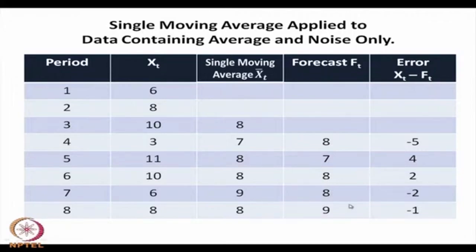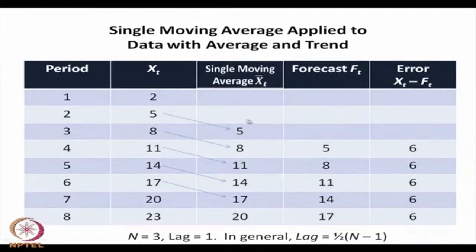Like this, we continue. Now, we can calculate the forecast error, which is defined as the value of the time series data at time t minus the forecast made. For example, at period 4, we have made a forecast of 8, but the actual value is 3. Therefore, the forecast error is minus 5. At time point 5, the forecast error is 11 minus 7, 4. Time point 6, the error is 10 minus 8, 2, and so on and so forth. These are the forecast errors.